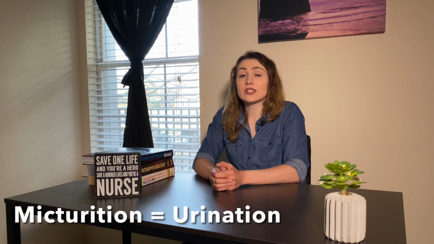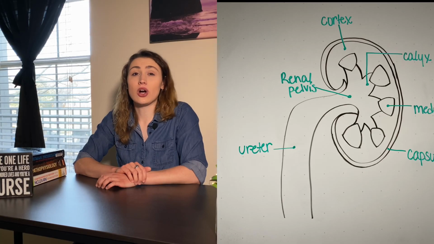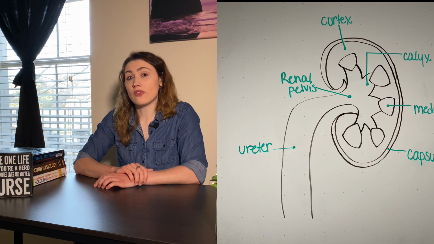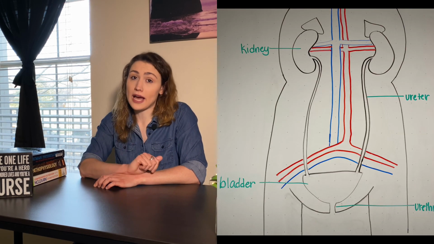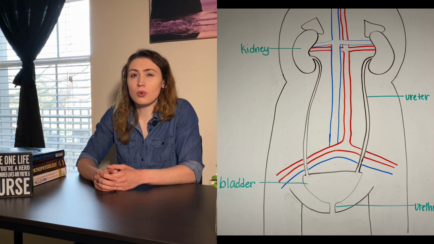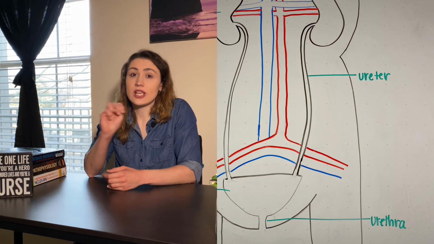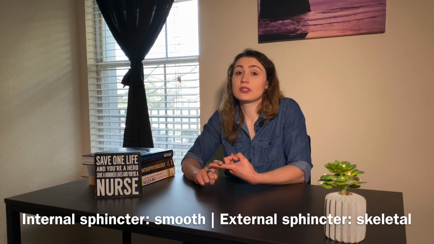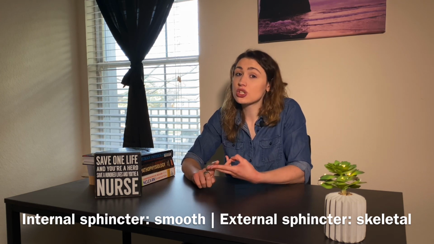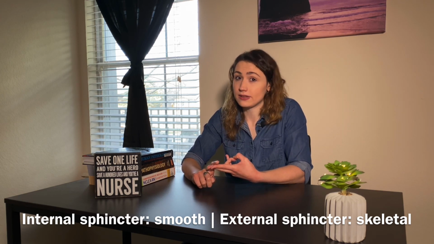Okay, so for the last part of our lecture today, we're going to talk about micturition. And micturition is also called urination. So once fluid leaves the collecting duct, it goes to the renal pelvis and we call it urine. And from the renal pelvis, it goes through the ureters to the bladder. So the bladder is a hollow organ that's composed of smooth muscle, and the urethra is held closed by two sphincters. The internal sphincter is composed of smooth muscle, and the external sphincter is composed of skeletal muscle.